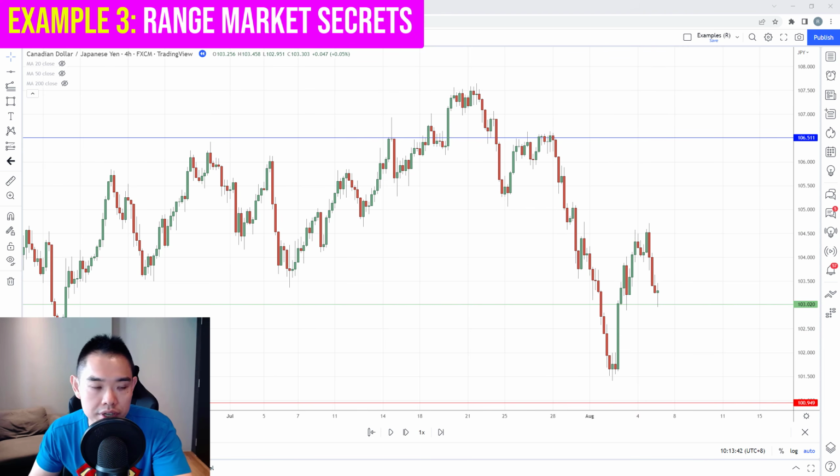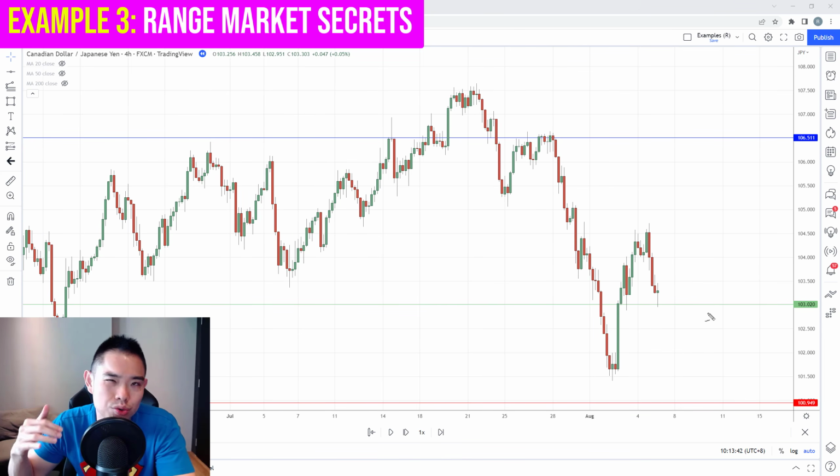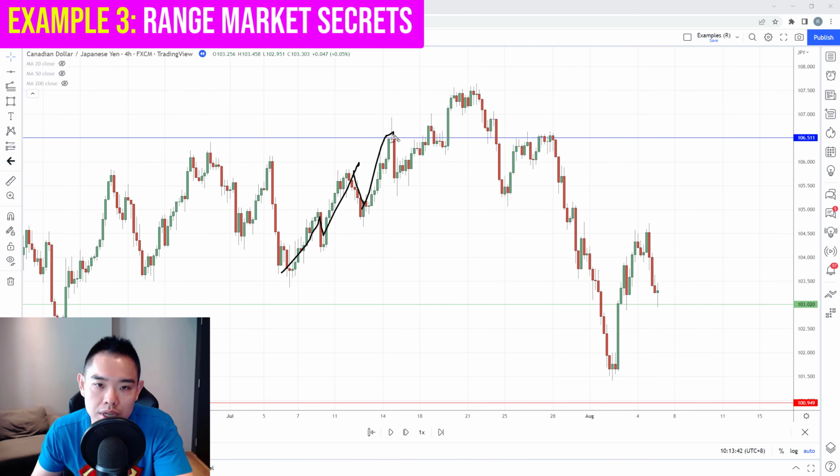At this point, many traders would panic. Right now, the market is reversing. Let me exit the trade now before this trade turns into a loser. But you have to understand that the market doesn't usually go up in one straight line. If you look at this chart, the market goes up, makes a pullback, goes up, makes a pullback, goes up, makes a pullback, goes up.